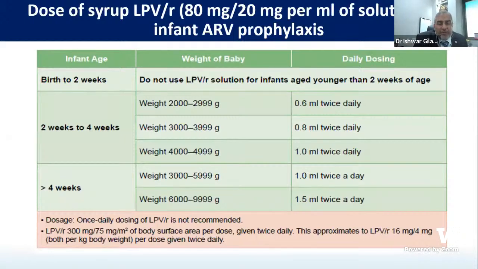Even in adults, it has to be given twice daily. Lopinavir-ritonavir 375 per body surface area per dose given twice daily. This approximates to lopinavir-ritonavir 16 milligram and 4 milligram, both per kilogram body weight, per dose given twice daily. Next slide, please.